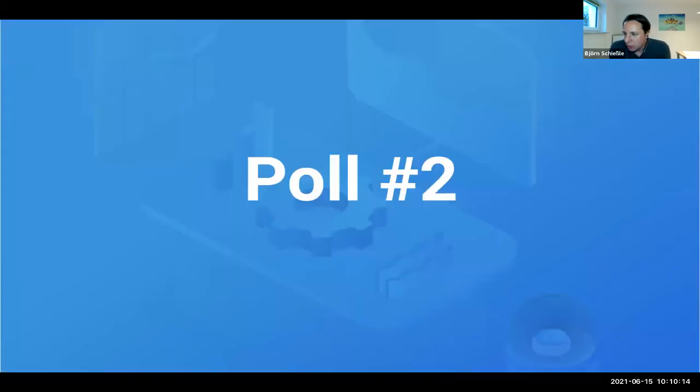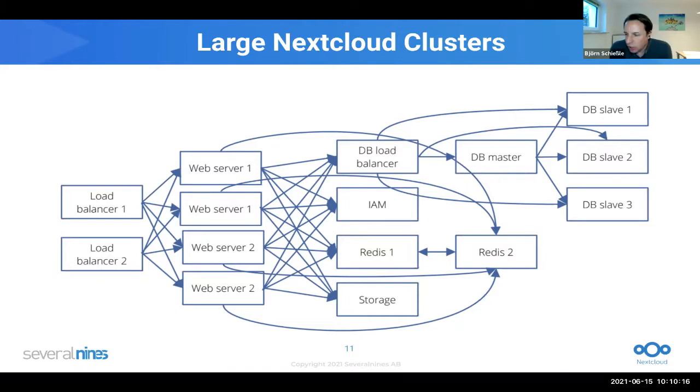So that's why we are here today, actually. At this point, I want to hand over to Ashraf to dive deep into the database cluster. But before we do this, we have another poll for you.